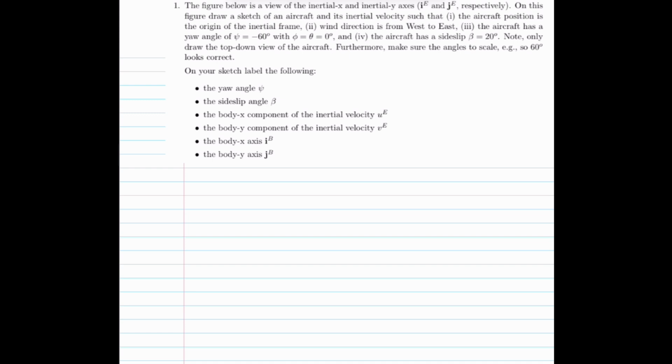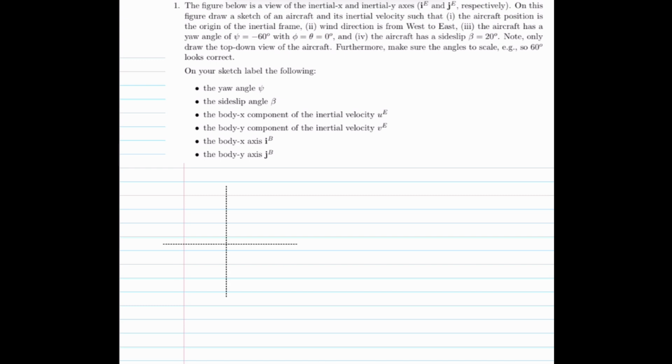Wind direction is from west to east. The aircraft has a yaw angle of psi equal to negative 60 degrees and phi equal to theta equal to 0 degrees. And the aircraft has a side slip of beta equal to 20 degrees. And draw the top-down view of the aircraft, and the angles have to be to scale.